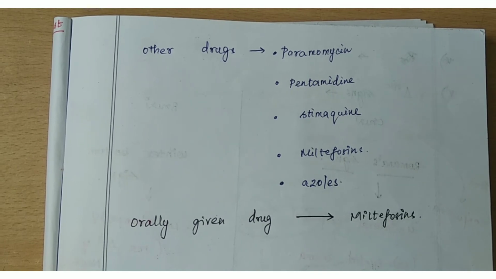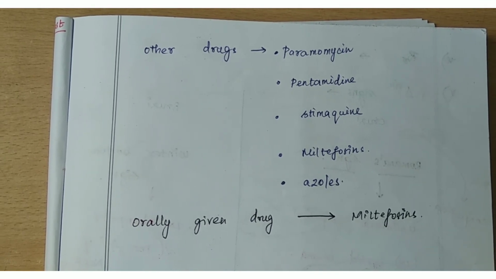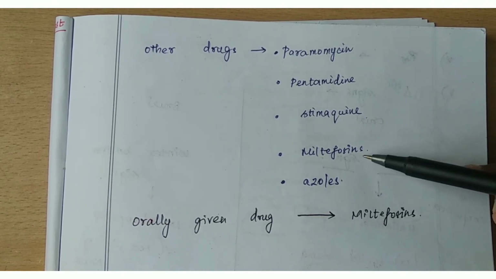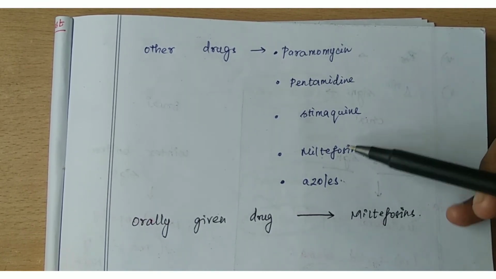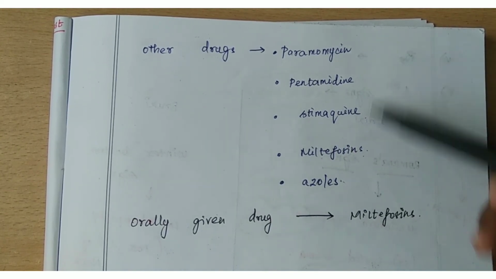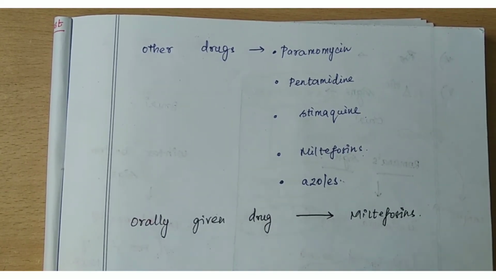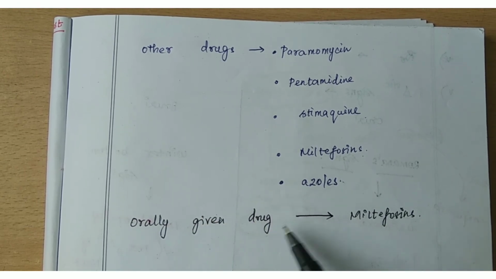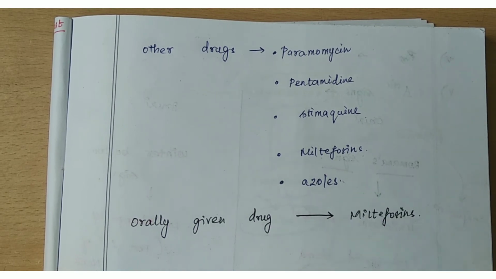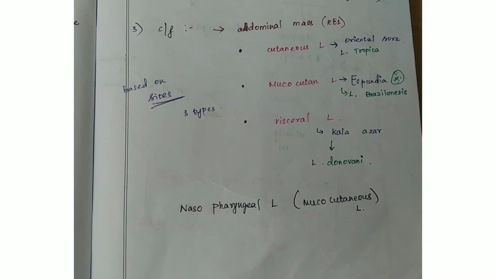Apart from amphotericin B, the other drugs given for leishmaniasis are paromomycin, pentamidine, stibogluconate, miltefosine, and azoles. These are the drugs which are given for leishmaniasis other than amphotericin B. From this, the oral drug which is given for leishmaniasis is miltefosine. The clinical feature of leishmaniasis is an abdominal mass.